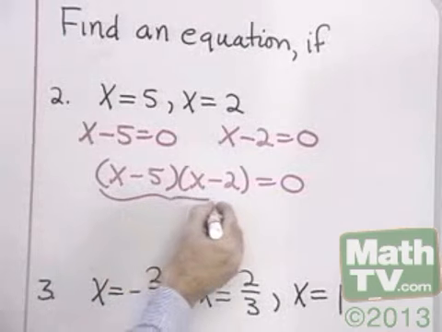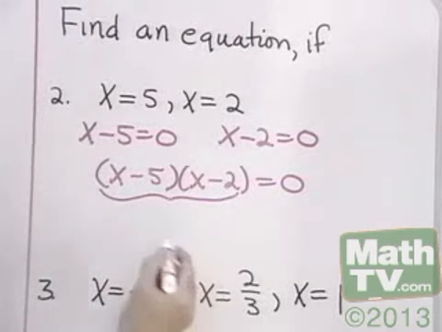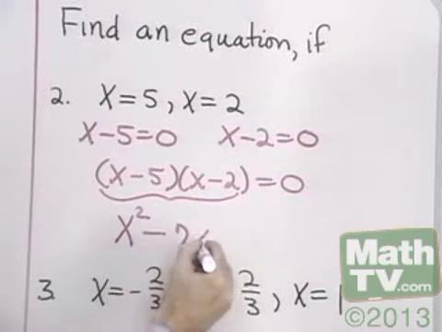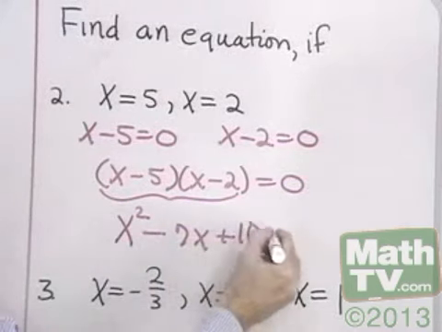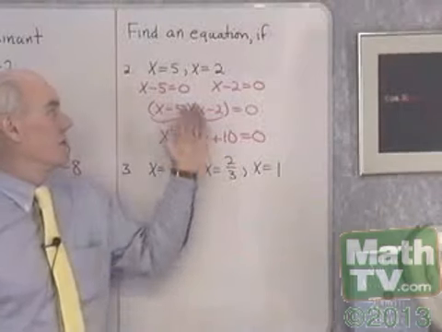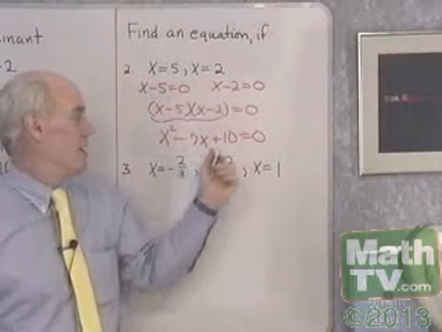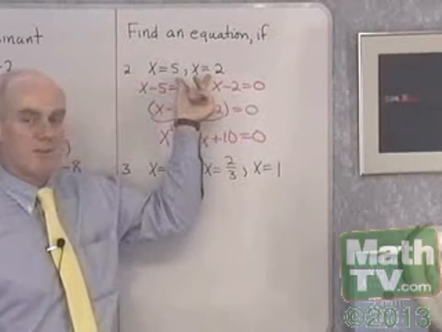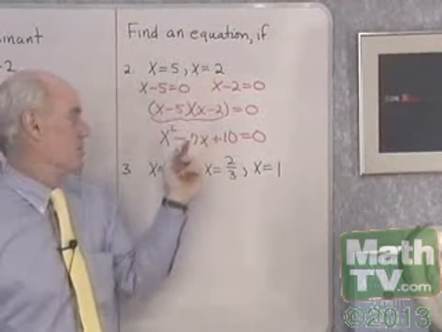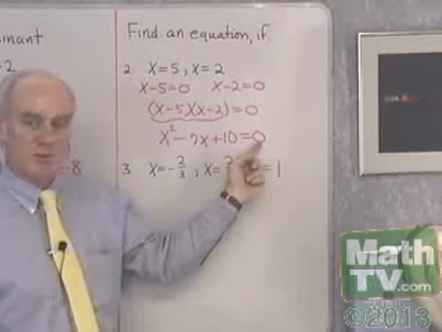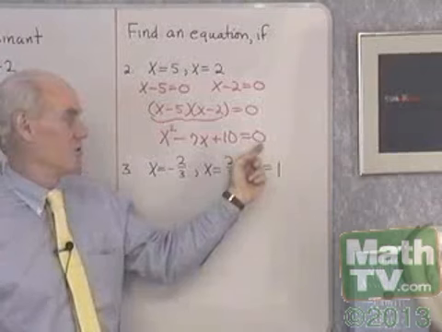I'll just simplify this by multiplying these out to see what it looks like sort of in standard form. x squared minus 7x plus 10 is equal to 0. So there's one equation that has solutions of x equals 5 and x equals 2. Now, any constant multiple of this equation also would have solutions of x equals 5 and x equals 2. For instance, 2x squared minus 14x plus 20 equals 2 times 0, which is 0, also has those solutions.